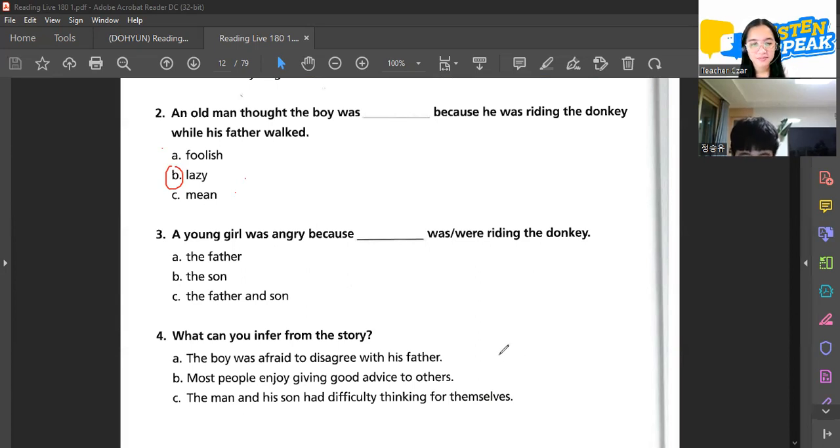A young girl was angry because the father and son were riding the donkey. Are you sure with your answer? Okay, so the young girl was angry because the father was riding the donkey alone. That's why after that, the father and his son are both riding the donkey after that situation. Okay? Okay, let's have the last one. What can you infer from the story?